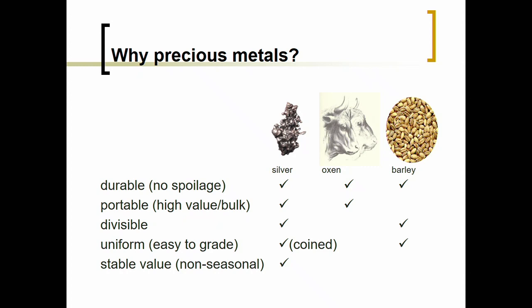So next, the currency needs to be divisible. You need to be able to engage in small transactions and large transactions. That's why with the US dollar, we go all the way down to pennies. You have up to like $1,000 bills. Oxen are not very divisible, shockingly, right?